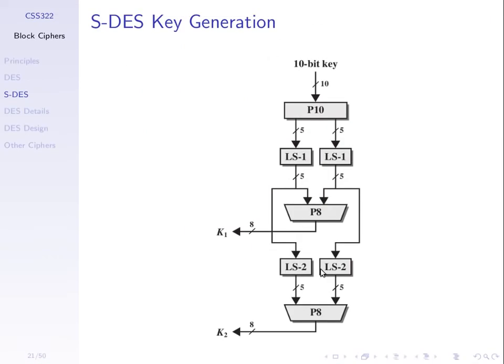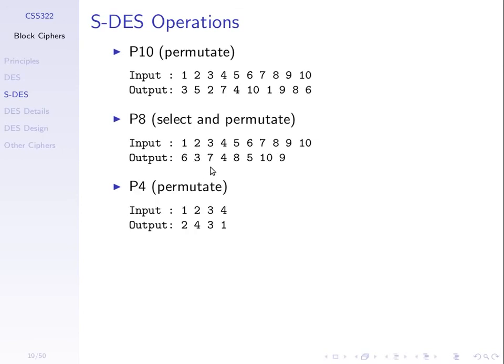And next, so that's the output of the left shifts, they feed into P8, another permutation. But note that P8 takes 10 bits in, produces 8 bits out. And it's defined as this select and permute. So 2 bits are going to be removed as the output, bits 1 and 2. So we get 6, 3, 7, 4, 8, 5, 10, 9 as the rearrangement. Bits 1 and 2 are going to disappear.